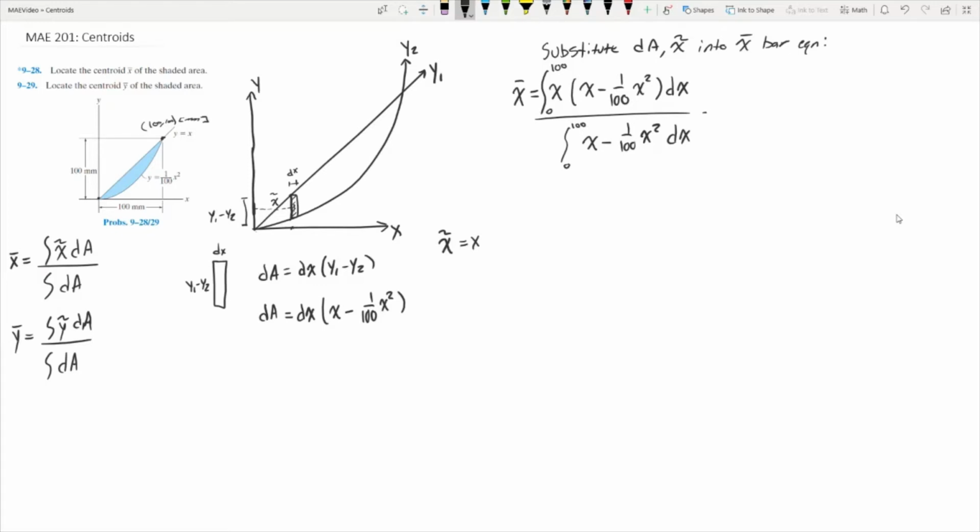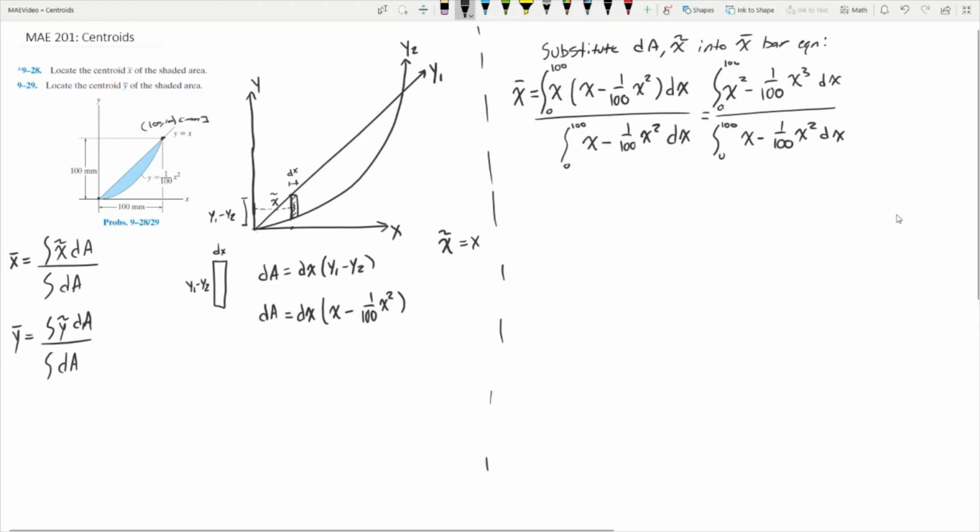Okay, we can also distribute this x in the numerator. So from 0 to 100, x squared minus 1/100 x to the third dx, all over the integral from 0 to 100 of x minus 1/100 x squared dx. Okay, and then from here, it's going to be simple calculus to solve the rest. So let's go ahead and do that.